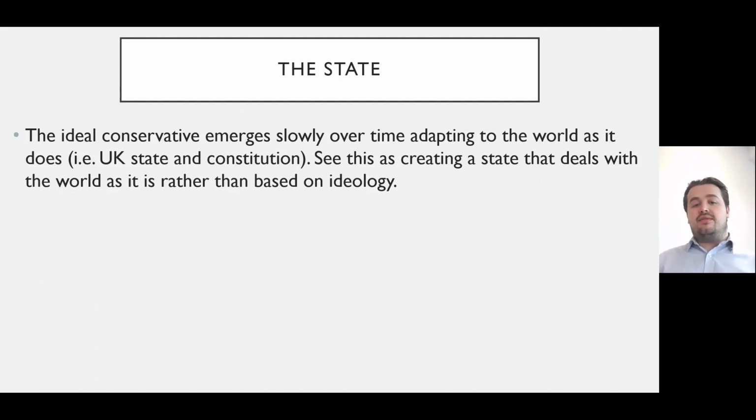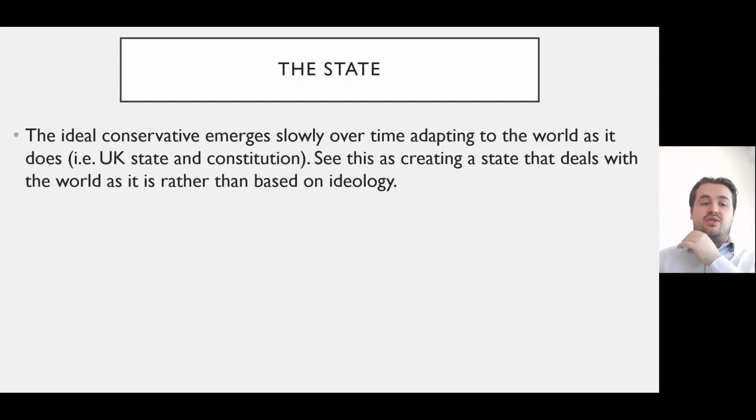The state. So the ideal conservative state emerges slowly over time. So it adapts to the world as it does. So the UK state and the UK constitution is going to be ideal to conservative thinking because we haven't had any mass social change or very quick social change. It's been evolved. The powers of the monarch have withered away to give way to parliamentary sovereignty. That was ideal. That was needed at the time. It was pretty slow.